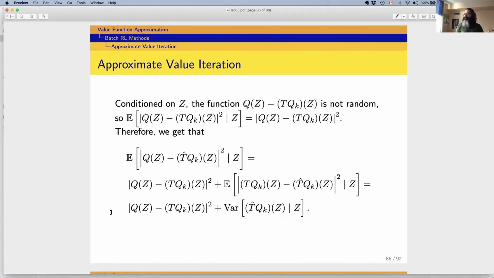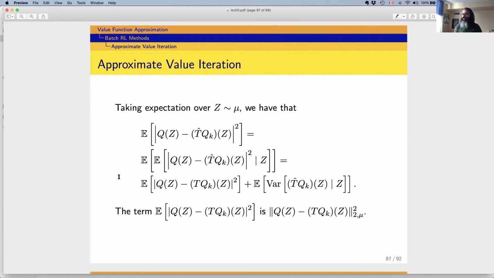And also we argue that, conditioned on Z, the function Q - TQ_k(Z) is not random, so we can take it out of the expectation. So we get this form. Maybe I skip a little bit. So now I take the expectation with respect to Z of the difference between Q(Z) and the empirical Bellman operator applied to Q_k.